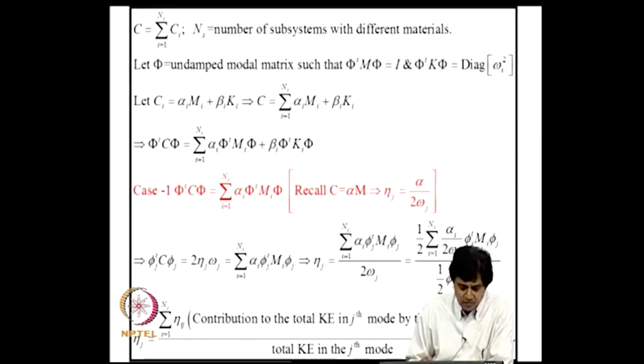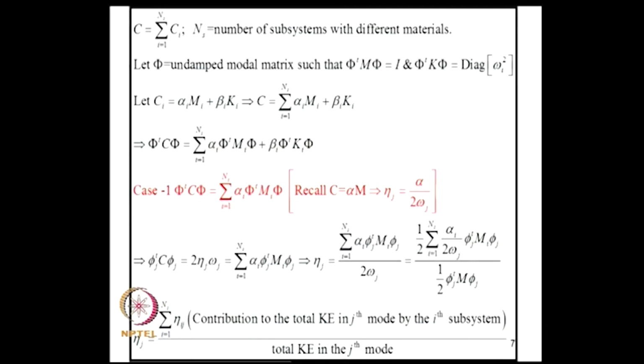Now, let us try to see how we can handle these details. Again let C be made up of these Ci's as shown here, and let phi be the undamped modal matrix, so that phi transpose m phi is identity and phi transpose k phi is the diagonal matrix of eigenvalues. Now, for each of the subsystems we assume that damping can be represented by Rayleigh's proportional damping model. So, Ci is alpha_i mi plus beta_i ki. So, C therefore can be written in this form.